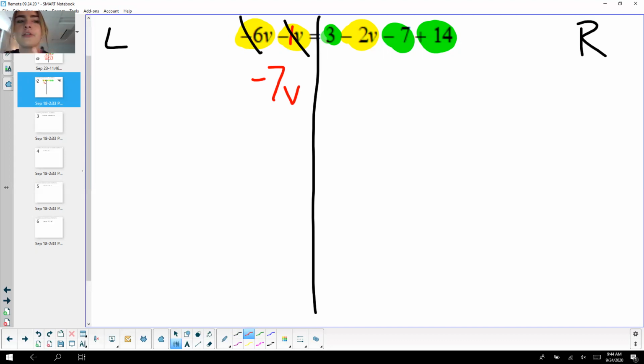All right, everything's simplified on the left side, so I'm going to go over to my right side. I'm looking and I see multiple greens, but I only see one yellow. So I'm going to go ahead and bring down my -2v just because it's all by itself. There's nothing I can simplify at this point right now. But I'm noticing a lot of green terms, or constants, so I can go ahead and combine those.